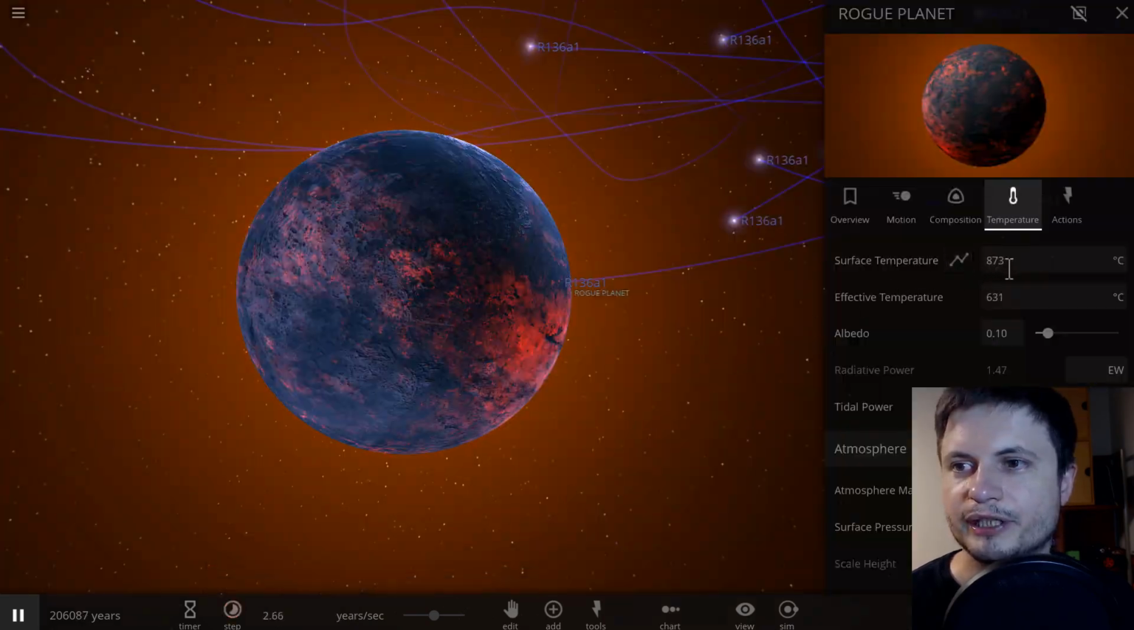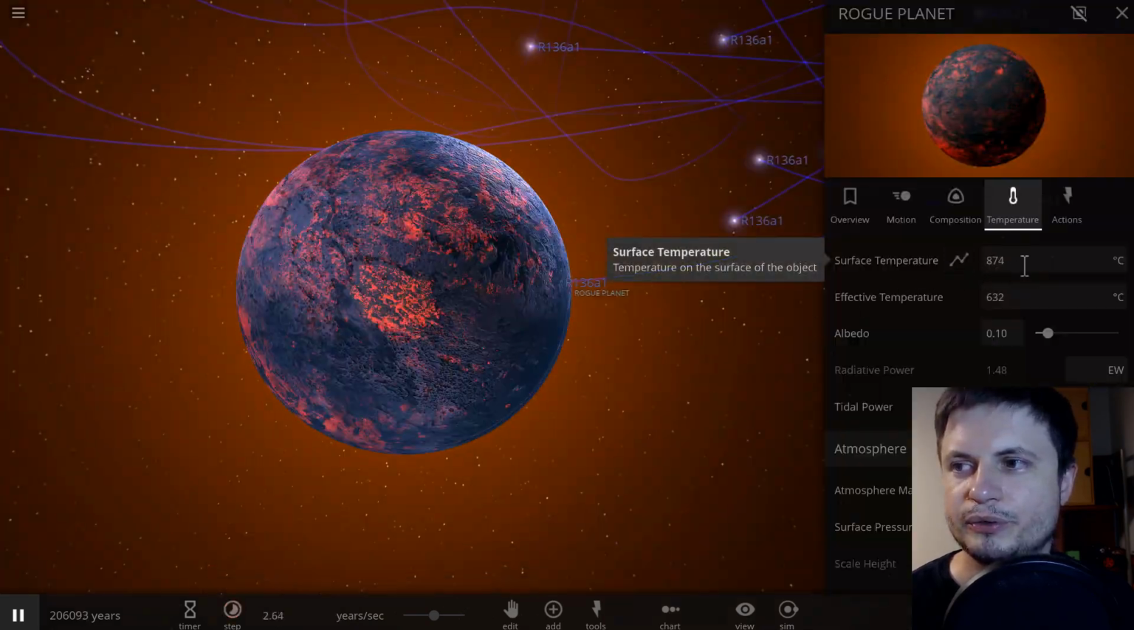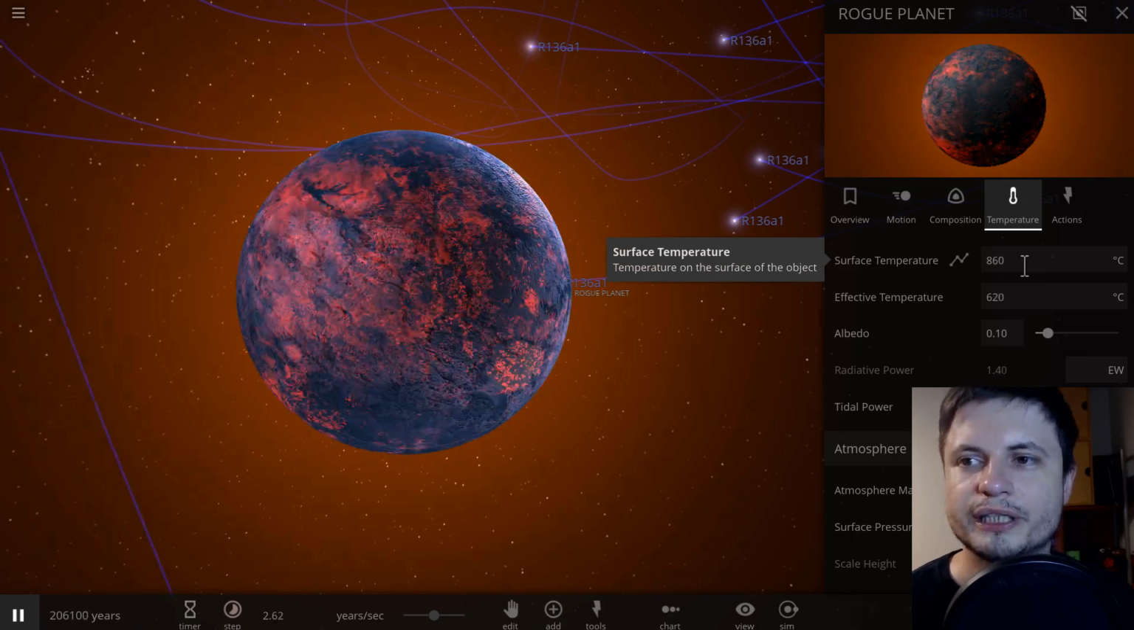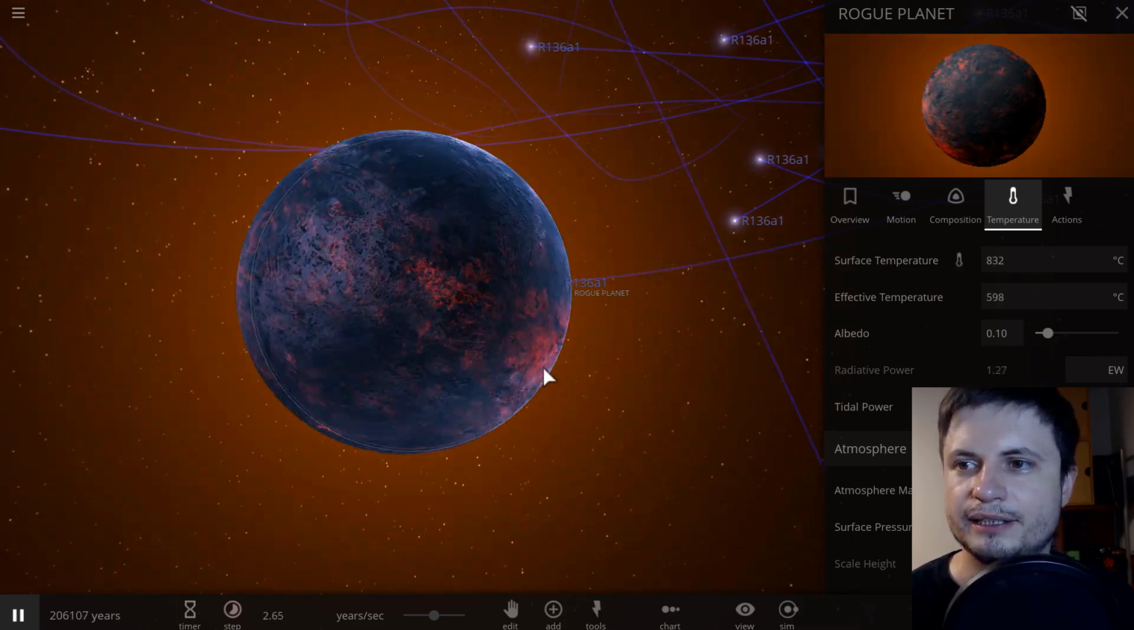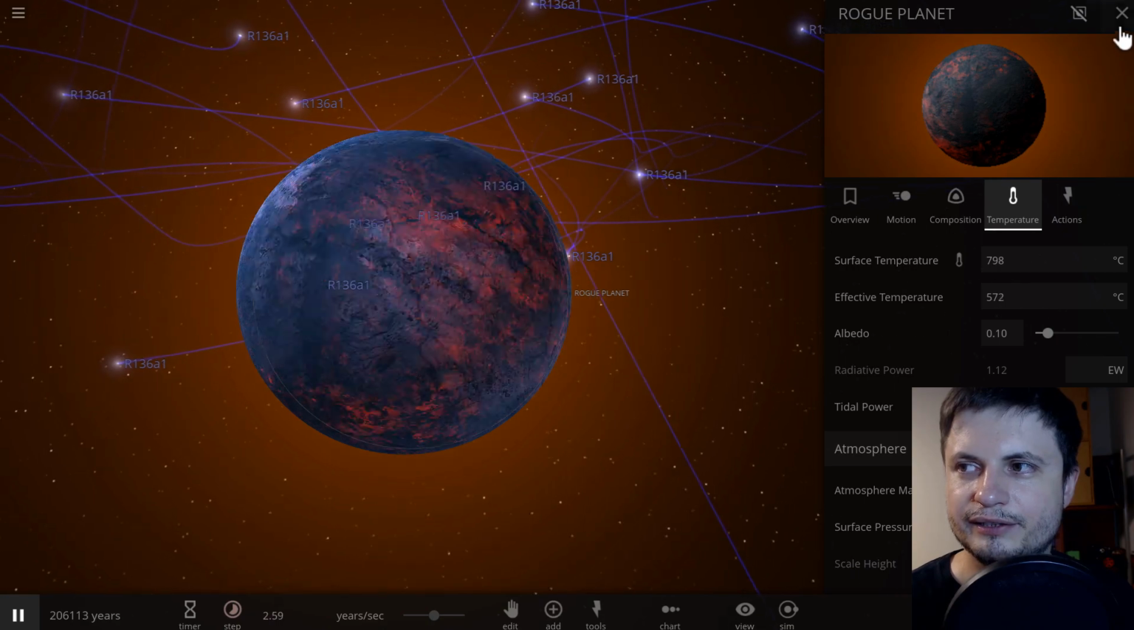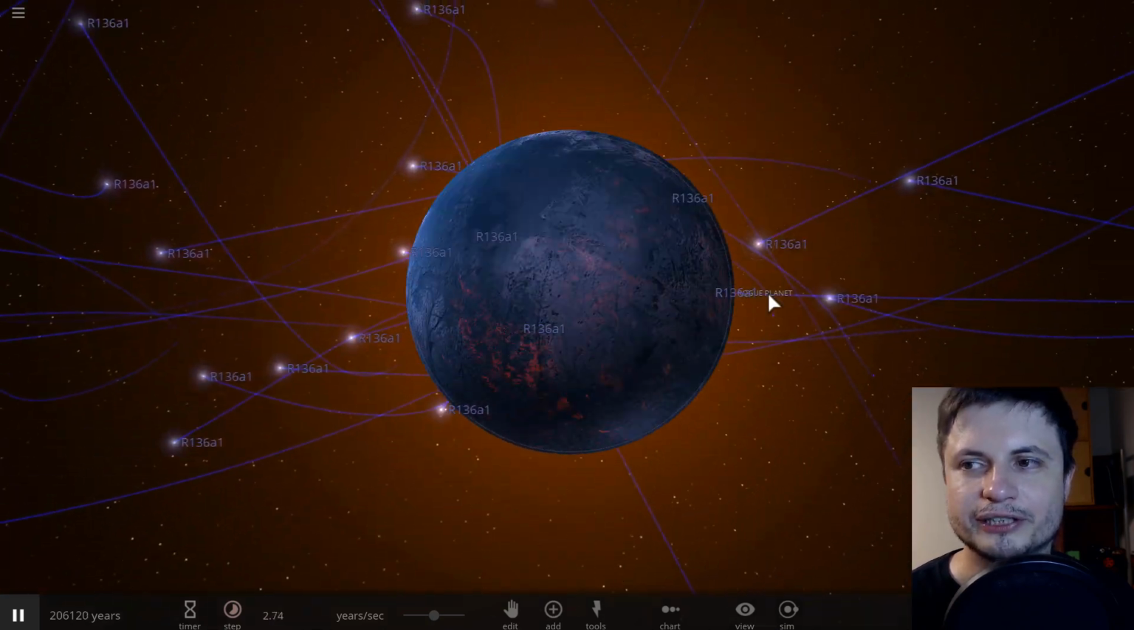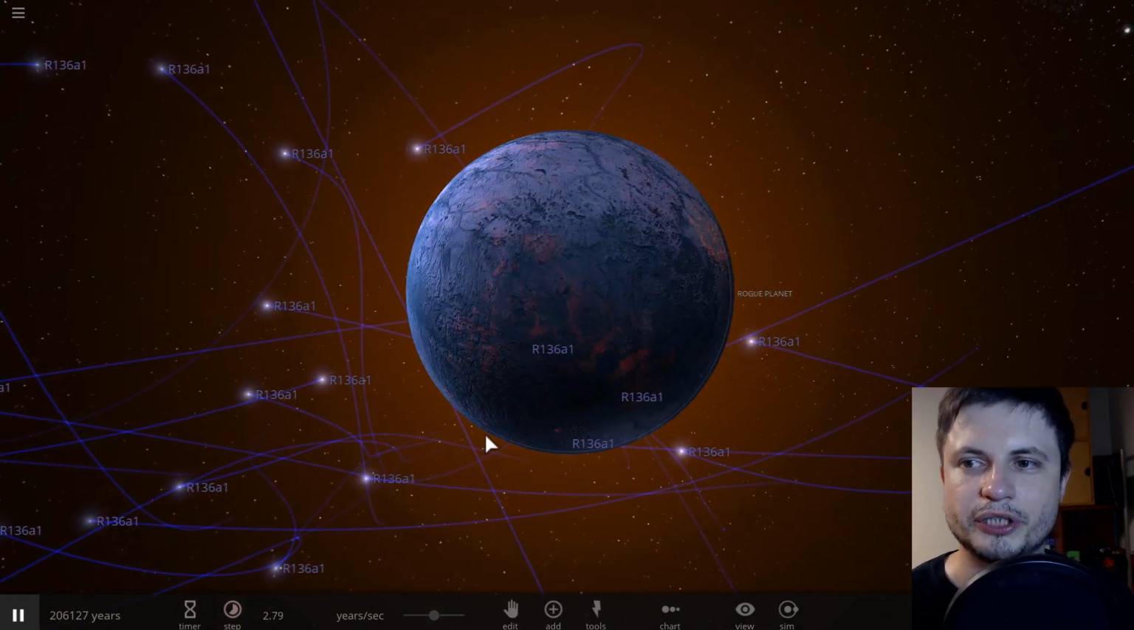And it looks like the temperature is actually still increasing. It's going to 900. Yeah, it was almost 900 degrees Celsius. And it's now dropping again. That's very, very interesting and definitely not something I expected from the simulation.